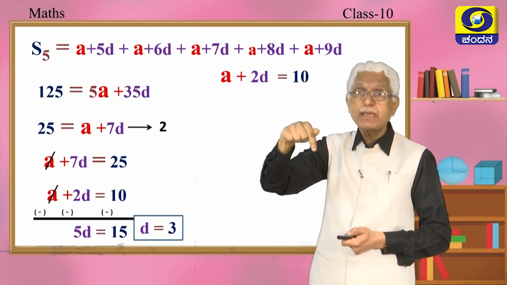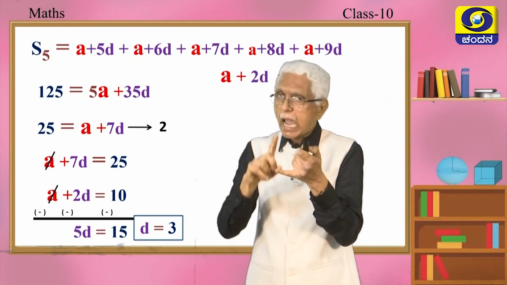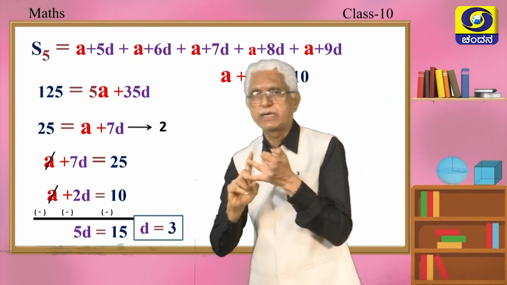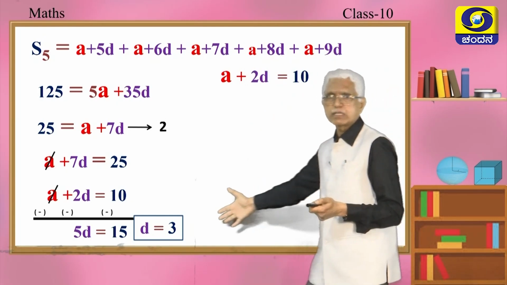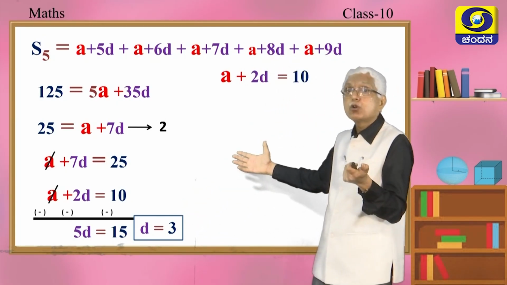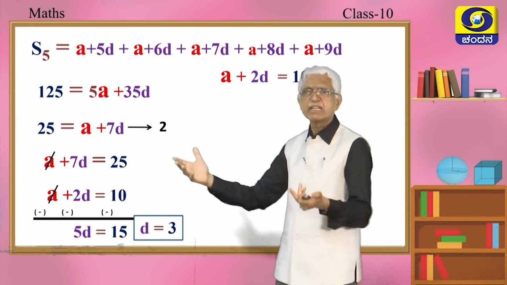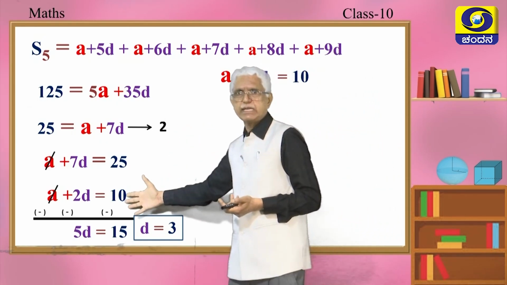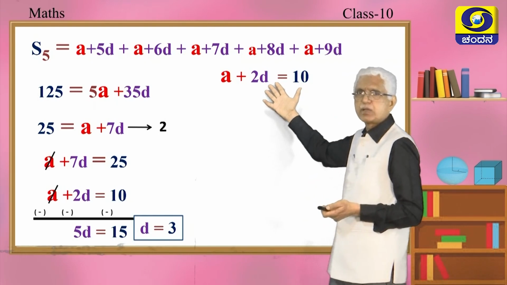To write the AP, I should know the first term and the common difference. Just now I found out the common difference, but I do not know the first term. So, I will take any one of the equation. I will take A plus 2D is equal to 10.